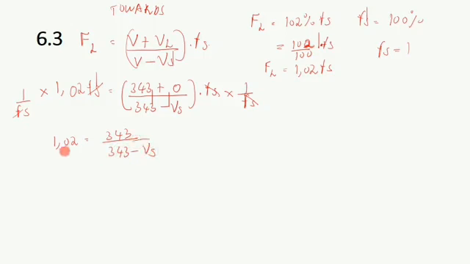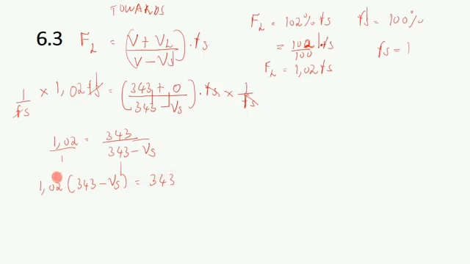Now at this point we understand that we just have to cross multiply this, so this is over 1. Cross multiply here, we'll have 1.02, and then in brackets 343 minus vS is equal to 1 times this, which is 343.